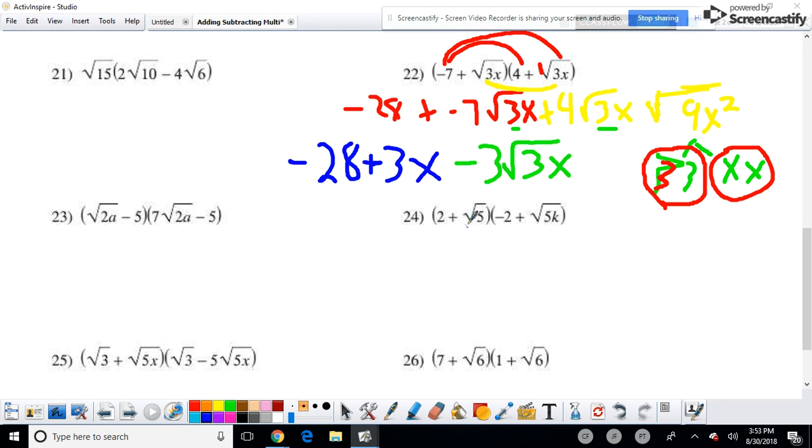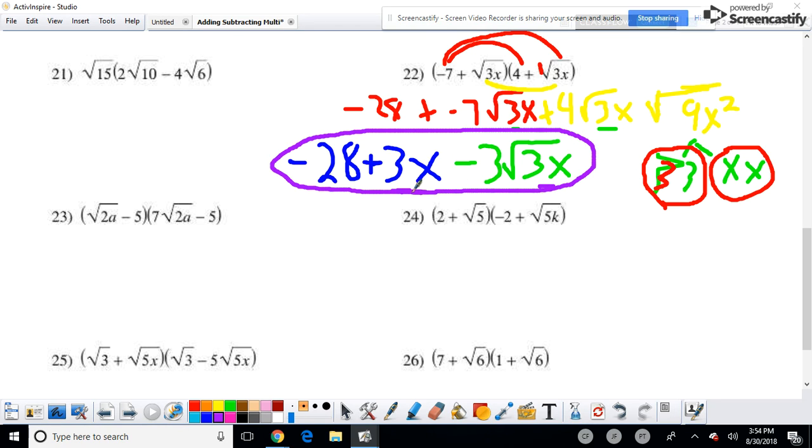Whoa, that's crazy. Now, don't be confused. The 3x and this 3x, they are not the same because one has a radical. So we can't combine them any further. We can't combine the -28 and the 3x because the middle term has an x. So there are no more like terms. There's no other way we can simplify this. All right. So we're done.